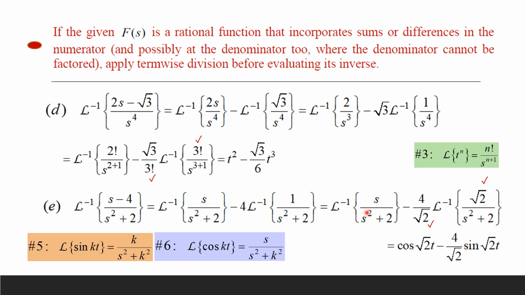For the first one, we can apply formula 6 directly. So k is equal to square root of 2, so the answer will be cos square root of 2t minus, and for the second inverse, 1 over square root of 2 multiplied by the inverse of this function based on formula number 5, the answer will be sine square root of 2t.